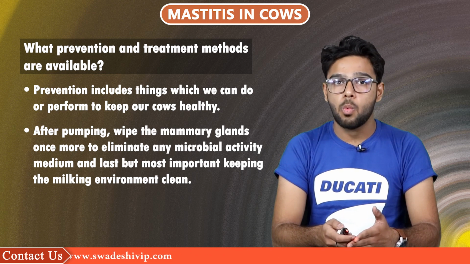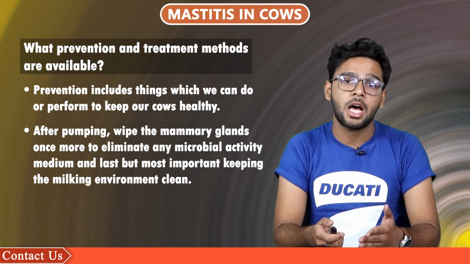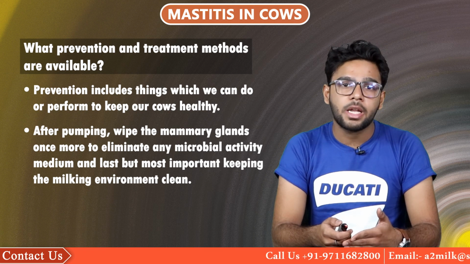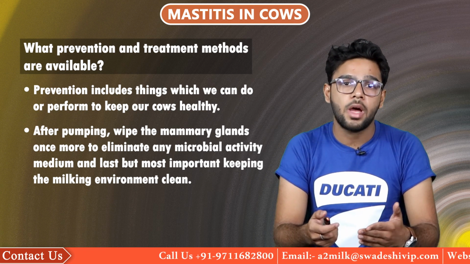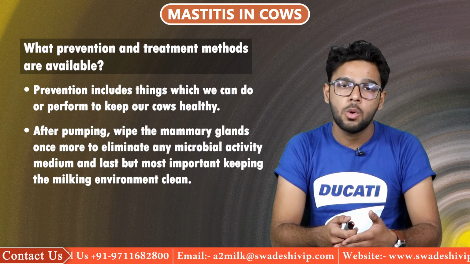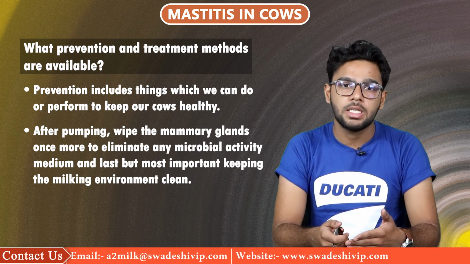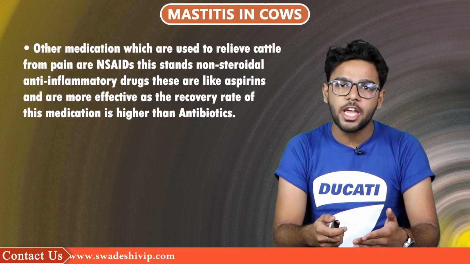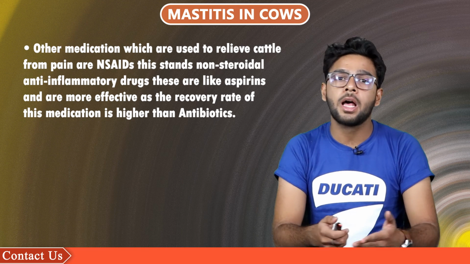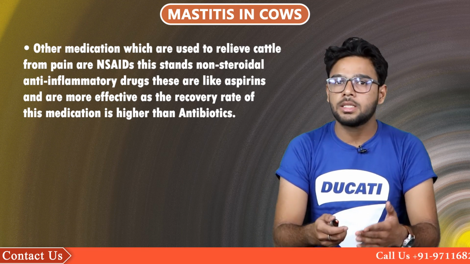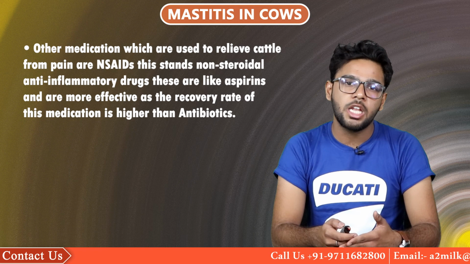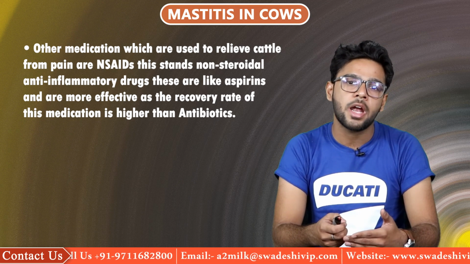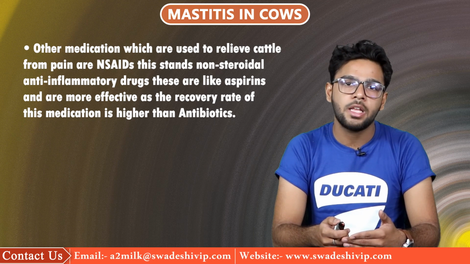Other than prevention, when the situation worsens, treatment methods are available. You have to directly go to the veterinary doctor. Antibiotics can be given in the form of an injection and pumped inward through the teat canal. Mastitis vaccines can be given to stop the further damage and lessen the infection. Other medication which is used to relieve cattle from pain is NSAIDs. This stands for non-steroidal anti-inflammatory drug. These are like aspirin and are more effective as the recovery rate of this medication is higher than antibiotics.